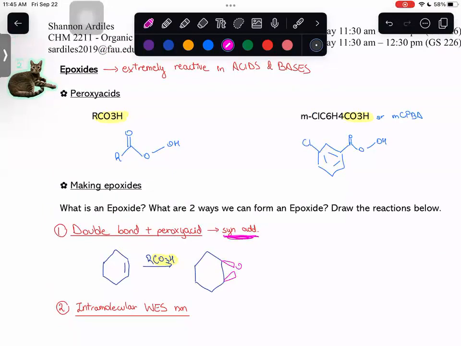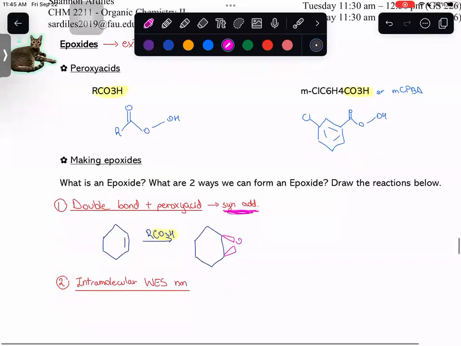So far, questions on the first way on how to make epoxides? We're good? Pretty simple. It's just mostly memorizing stuff. Okay, now let's show the second way.